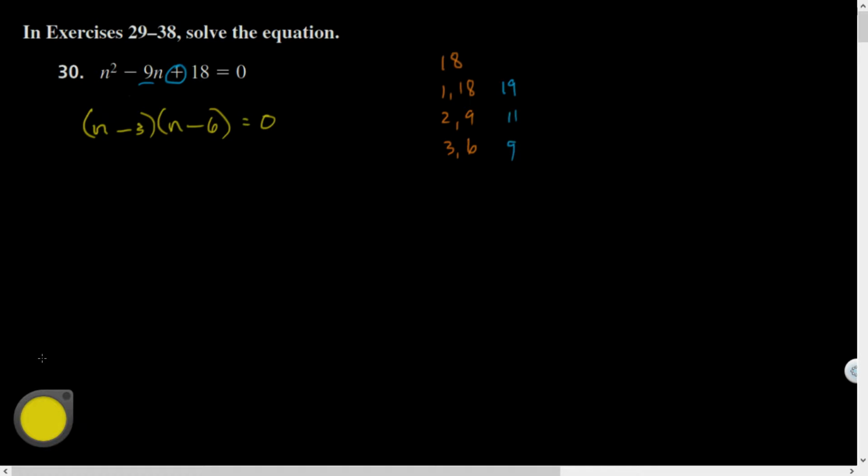And so that was step 2. So step 1, set it equal to 0. Already done. Step 2, factor. Step 3, use the zero product property and solve. So I've got two things that multiply to be 0. Therefore, one of them must equal 0, right? Because they multiplied to be 0. So either n minus 3 is 0 or n minus 6 is 0.